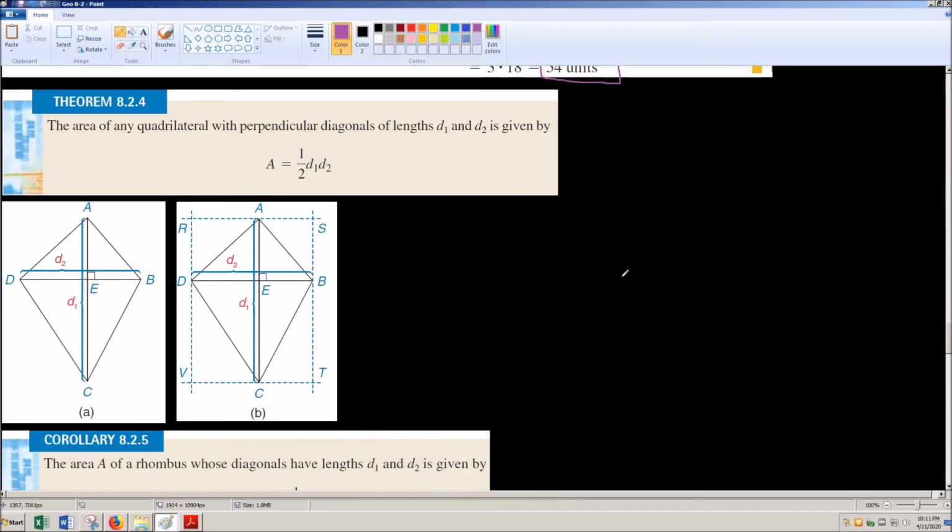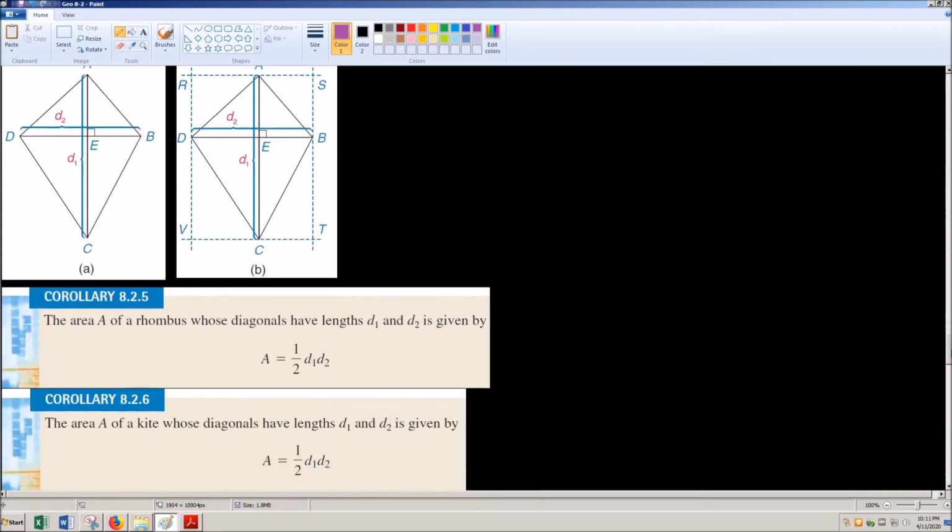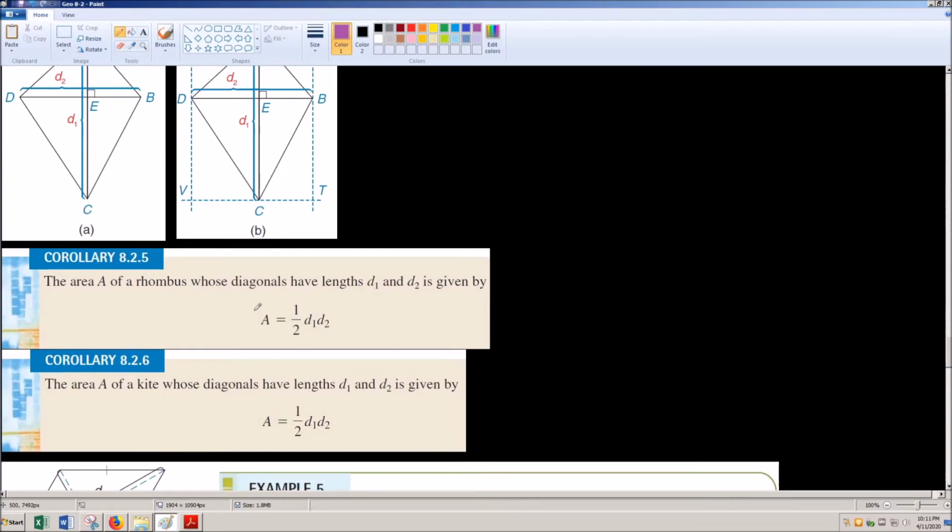Here we're going to talk about the area of any quadrilateral with perpendicular diagonals. So we have a couple things that have perpendicular diagonals. We'll zoom down here for a second. So the things that come to mind are a rhombus, a kite, and then also we want to remember that a square is also a rhombus, so a square would fit this description as well. So I'm just going to write square here as well. So this again works for kites, squares, and rhombi.